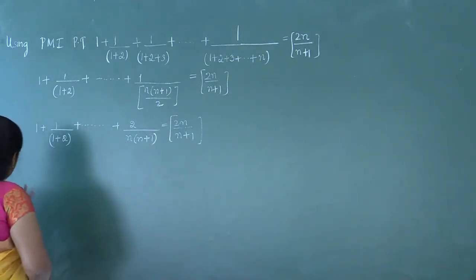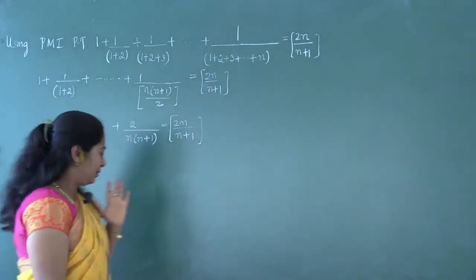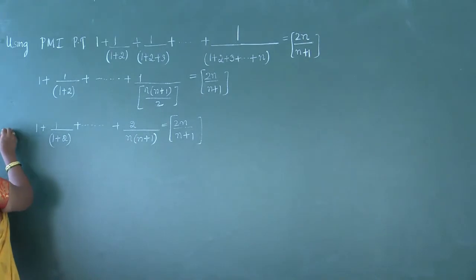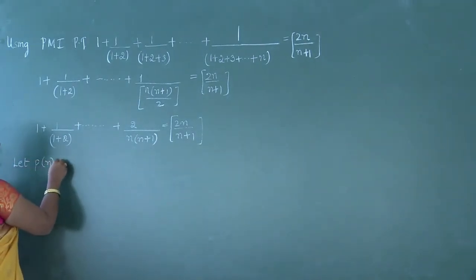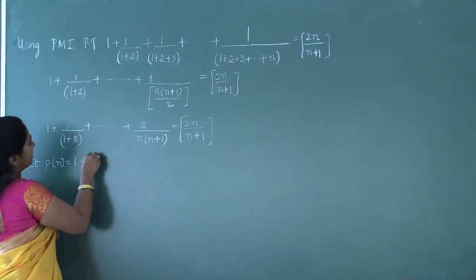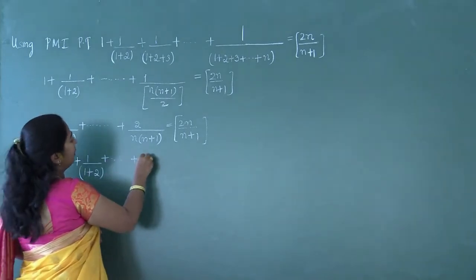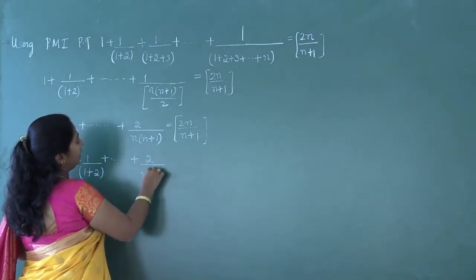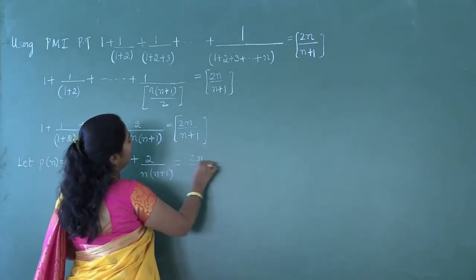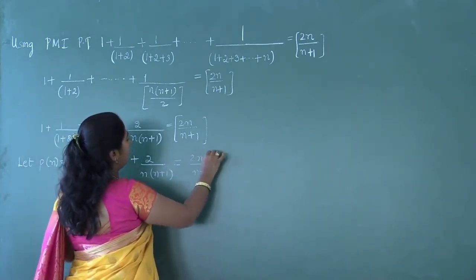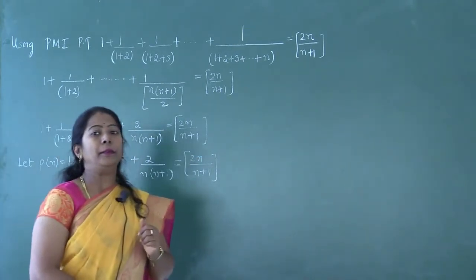Here, what is the first step? We shall denote the given problem as P of n. So what is the first step here? Let P of n is equal to 1 plus 1 divided by 1 plus 2 plus etc. plus 2 divided by n into n plus 1, which is equal to 2n divided by n plus 1. This is nothing but P of n.